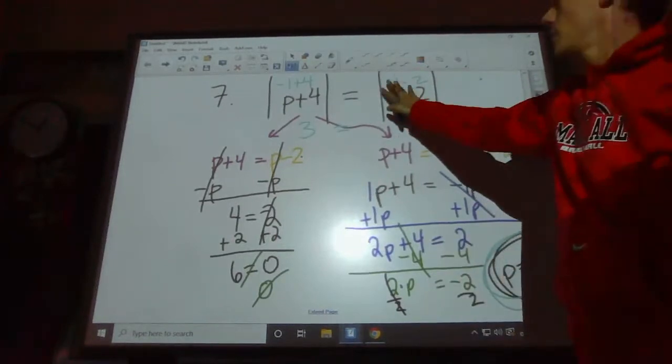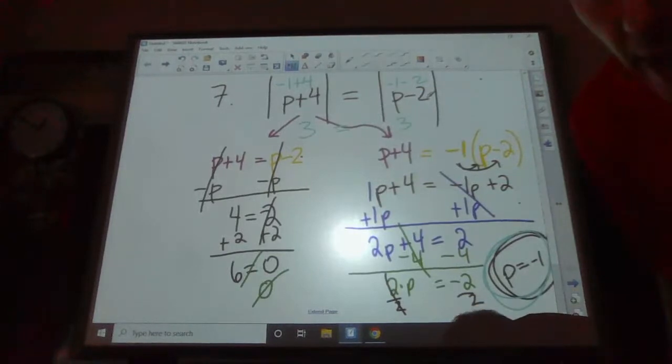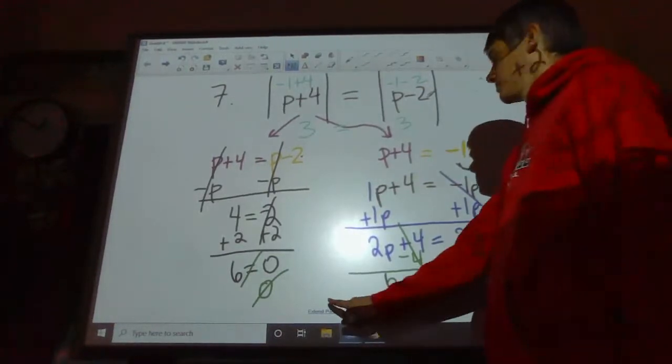The times whenever it sometimes won't work is if the right-hand side doesn't have an absolute value. Like if it just had p minus 2 and it wasn't in the bars, then we would have had a bad situation. We wouldn't have had any answer to this.